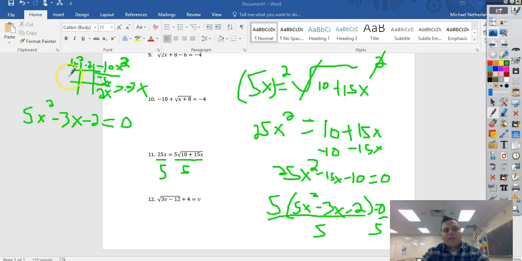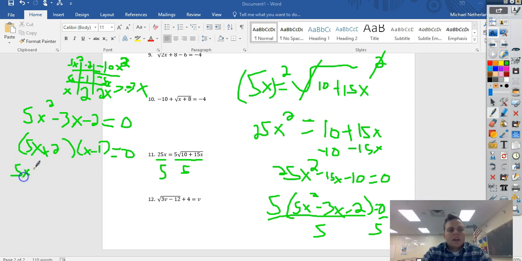Alright, 5x squared and negative 5x both have a 5x in common. 5x squared and 2x both have a common x. 5x times what is negative 5x? Negative 1. X times what is 2x? 2. So we go across, so I get the parentheses 5x plus 2 times x minus 1 is equal to 0. Now I need to solve for x. So I say 5x plus 2 equals 0, and I say x minus 1 equals 0.